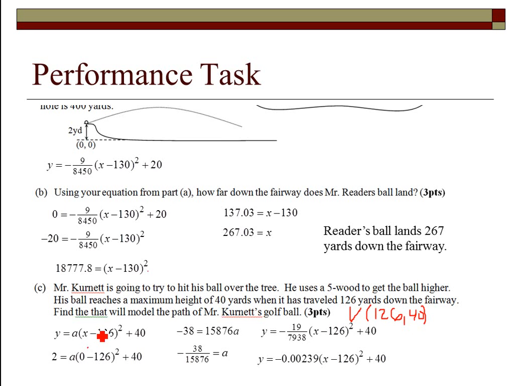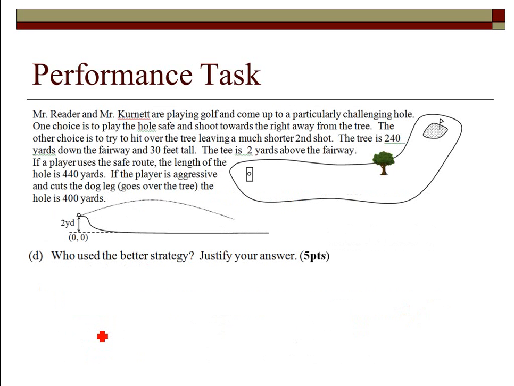We're going to decide who used the better strategy. Was it a good idea for Mr. Knuett to try to hit it over the tree and get it down the fairway? How does it compare? So, last part of it. Who used the better strategy? Well, if we look at Mr. Reader's equation, he has negative 9 over 8450 x minus 130 squared plus 20.